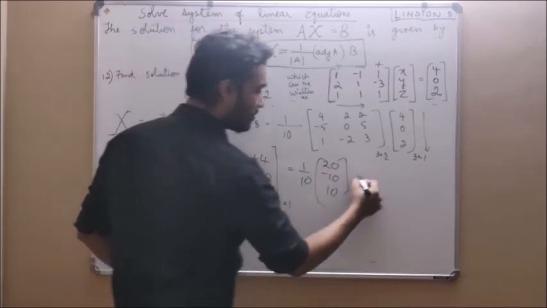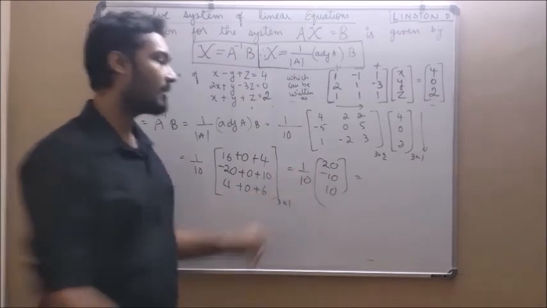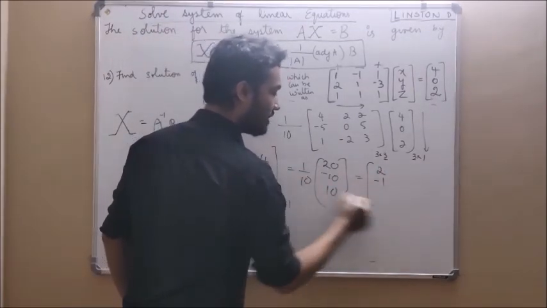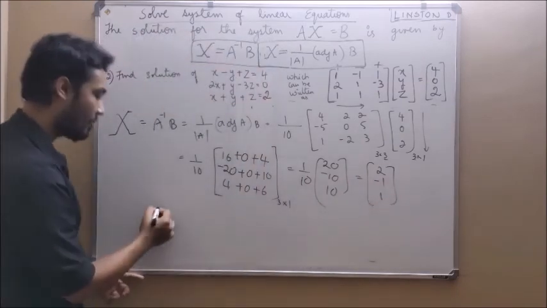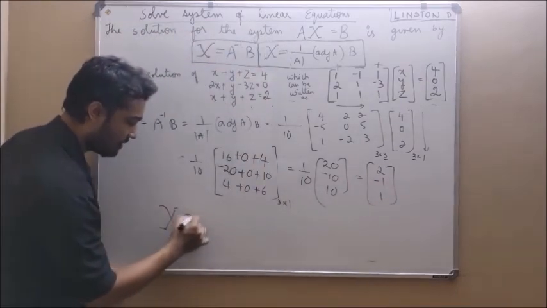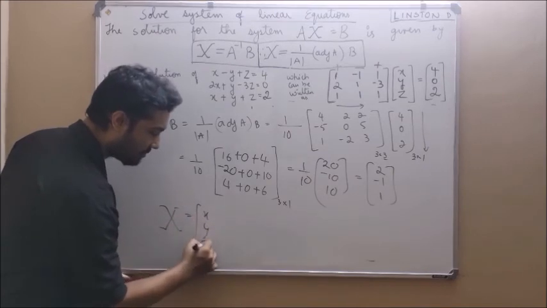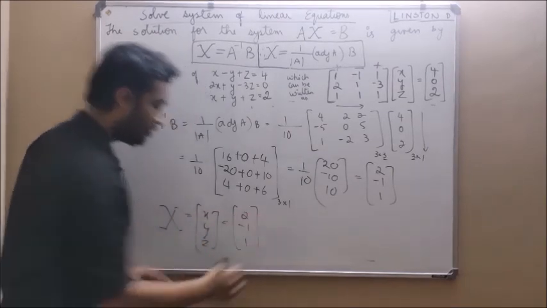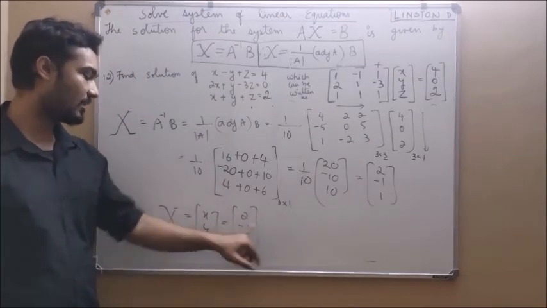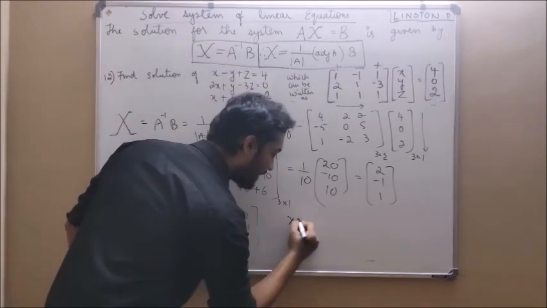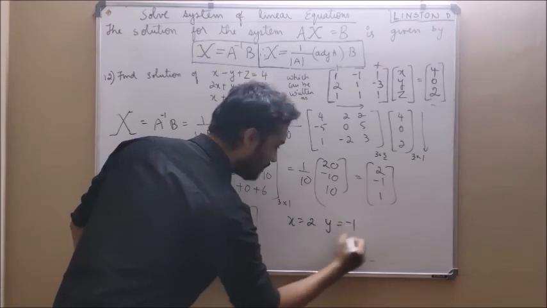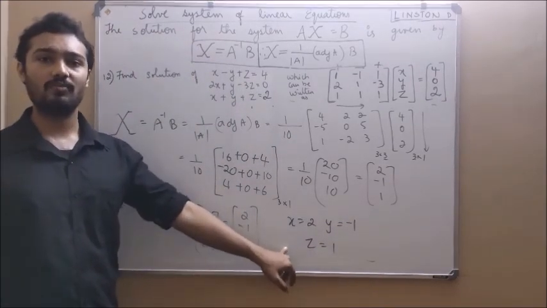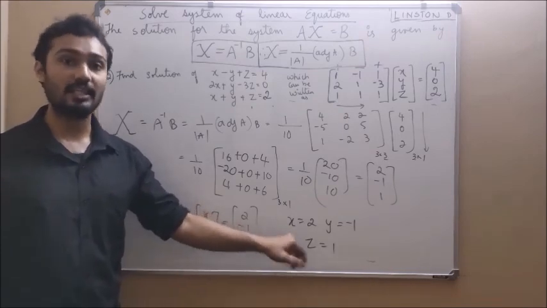So this value is, now 20 divided by 10 is 2, minus 10 by 10 is minus 1, 10 by 10 is 1. So we have xyz equal to 2, minus 1, 1. So x equal to 2, y equal to minus 1, z equal to 1. So this is nothing but the solution of the system of linear equations.